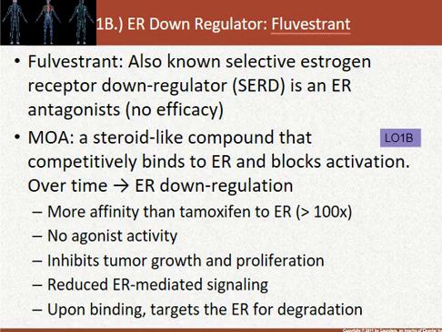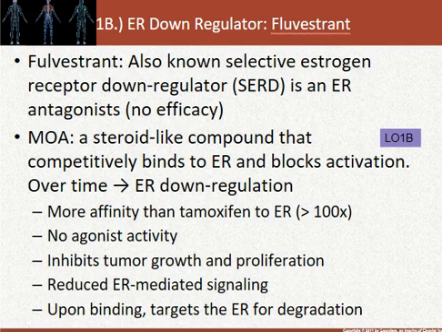This next group of drugs are kind of a subtype of the estrogen modifying drugs. These are the ER or estrogen receptor downregulators. And really the drug of choice here is fulvestrant. This is also known as a selective estrogen receptor downregulator, or a SERD. And this is essentially an estrogen receptor antagonist. There's really no efficacy at the site of the receptor.